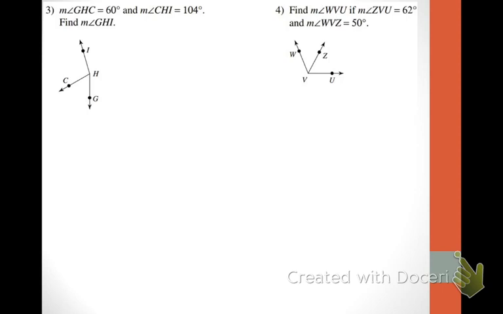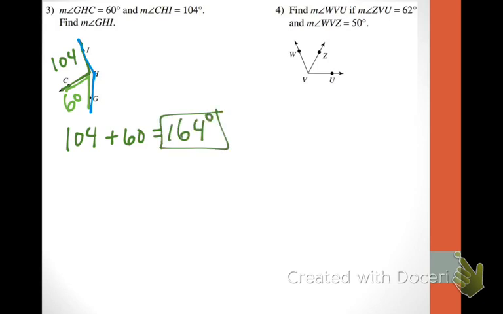All right, so it says GHC is 60. Whatever I do, I suggest that you do. I write inside of my angles so that I can see how many degrees we're talking about. Then we have CHI, which is 104 degrees. It says find the measure of GHI. So what do you think we do to find the measure of the entire angle? We add them. So 104 plus 60 will equal 164. We're going to use this in like 2 seconds, the whole concept. We're going to add algebra to it. All right? Number 4 is not that difficult, so chillax.